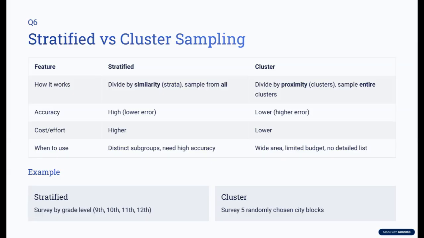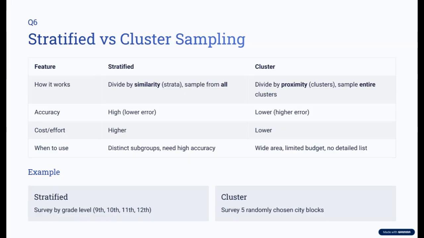Stratified versus cluster sampling. Two ways to select a sample when you cannot survey an entire population, which is almost always. You take a sample. But how do you choose that sample? Two popular methods are stratified sampling and cluster sampling. They are often confused, so let me clarify.